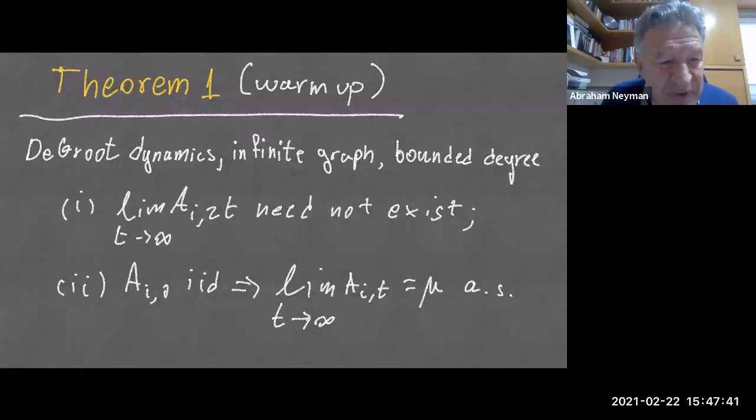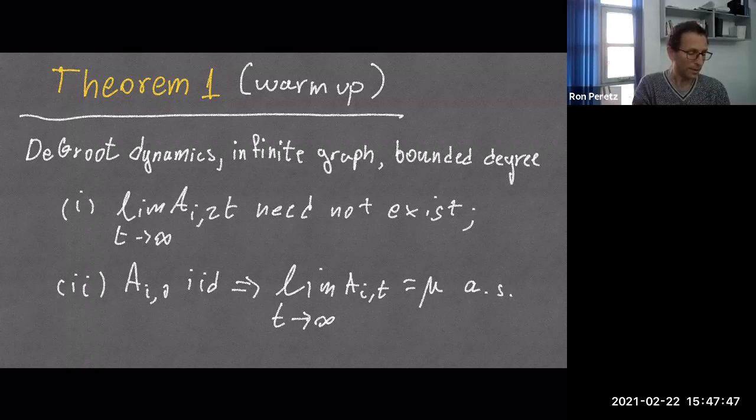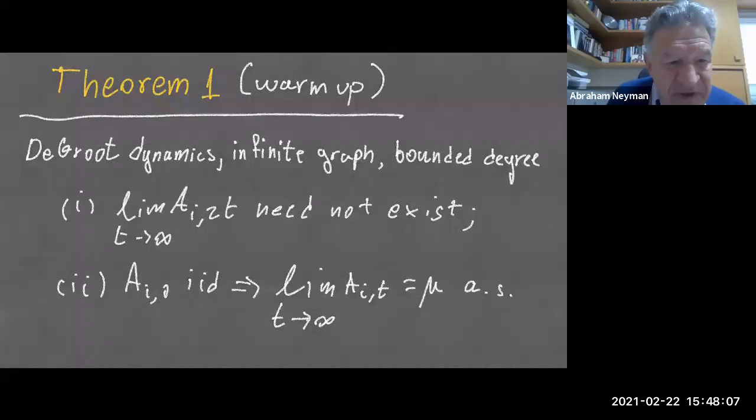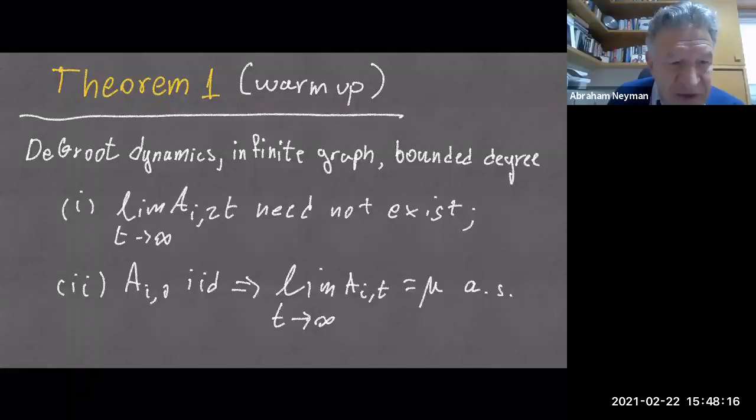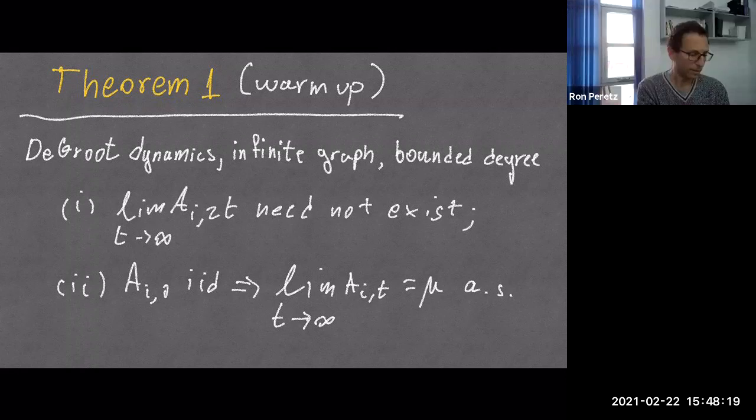Can you repeat what is one and two? Okay, one says that for some initial opinions, the limit may not exist. And two says that if the initial opinions are IID. What is the second subindex here? After the I? It is zero. A_i zero. In the second. No, but in the first one. The first one, it's 2T.